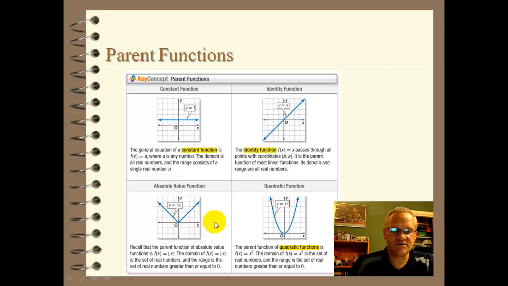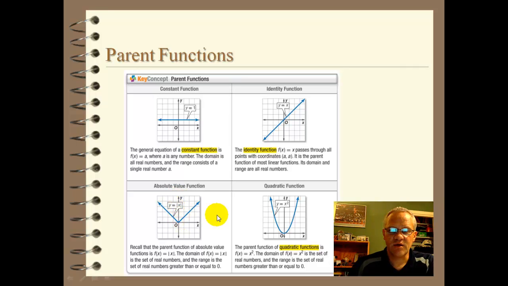The domain, the x's going left and right, we're going to use all the x's going left and right, so all real numbers for domain. But going up and down for range, where does this graph go? It's only above 0 on the y's. So the only y's we're going to use are the y's that are greater than or equal to 0 on this parent function.